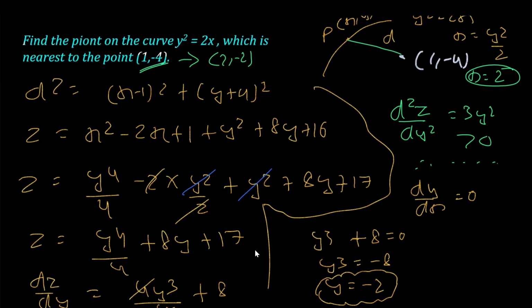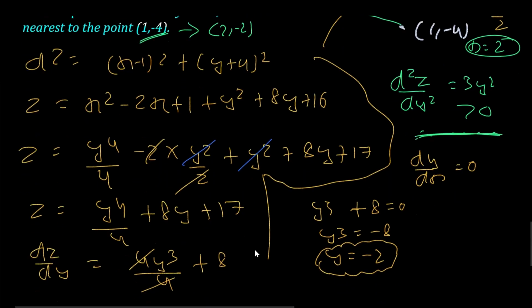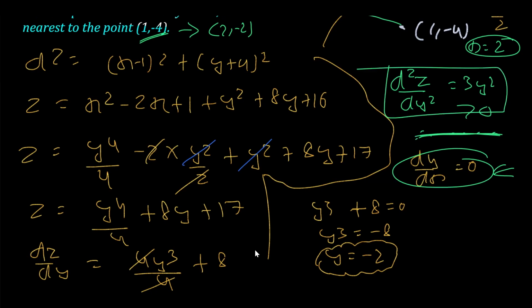nearest to this point. Further, you should write over here two statements you have to write down. Number one, for maxima or minima, dz by dy has to be 0. And one statement you should write over here that since this is greater than 0, hence minima at y is equal to minus 2.